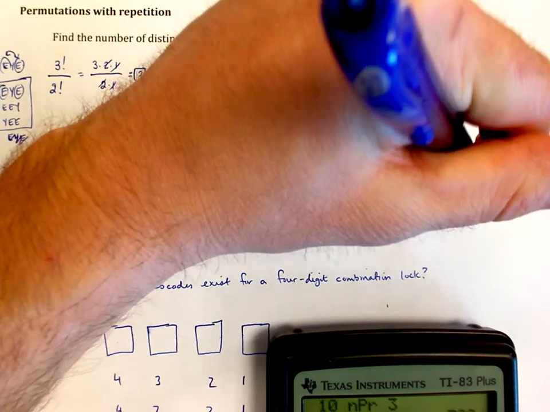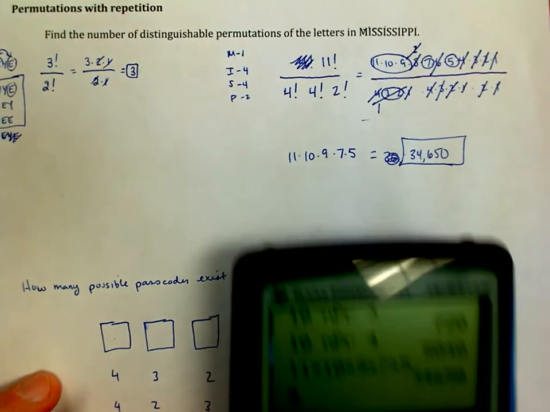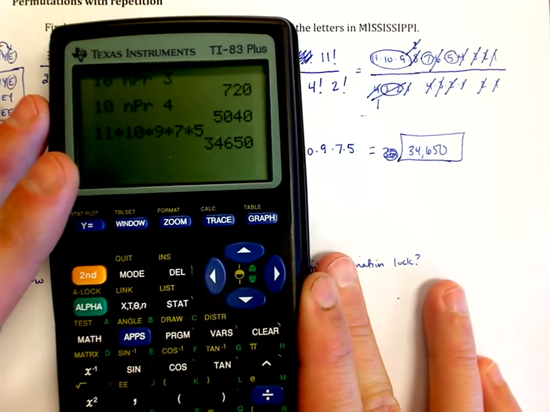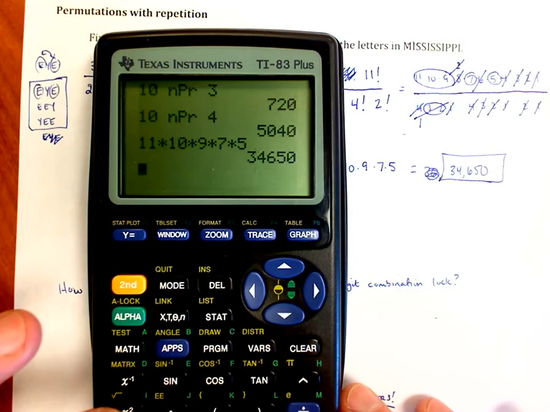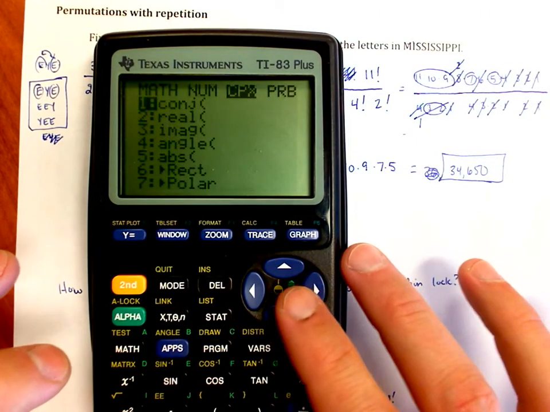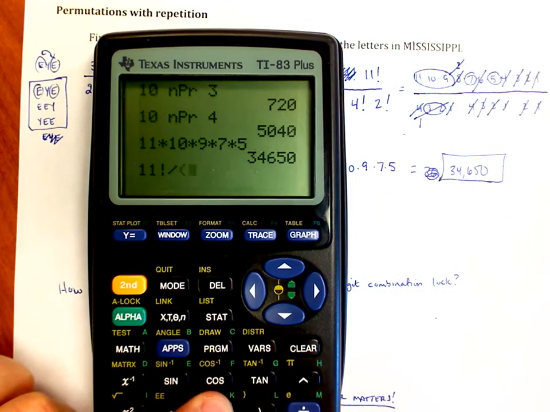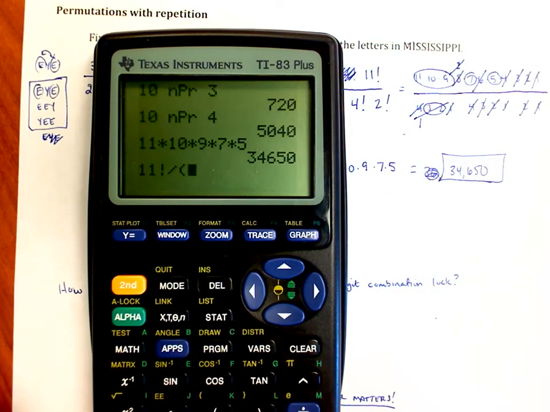So that's a pretty long, complicated example, right? You know you can do that on your calculator if you're just smart about it. Ready? Let's do this on the calculator and get it the same way. I'm going to do 11, math menu, factorial, divided by, and here's the key, parentheses to group everything else in the denominator.